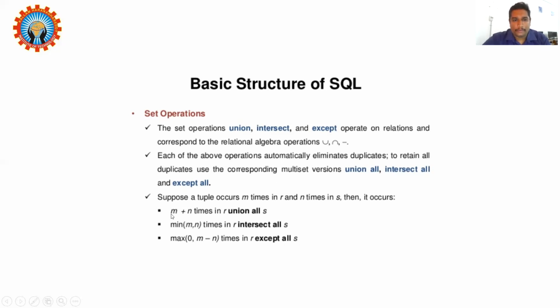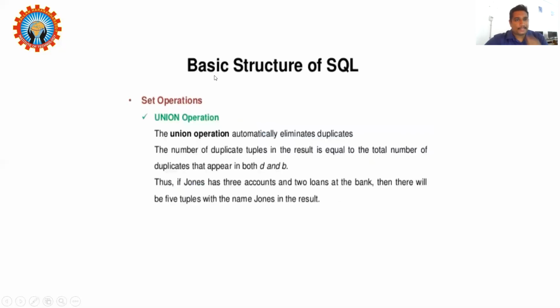Okay, so if a tuple occurs m times in R and n times in S, then with union all it occurs m plus n times, that is the combination of the m relation and the n relation. If you want to take intersect all, it represents the minimum of m comma n. Okay, so except all means it takes only the first relation and omits the second relation.